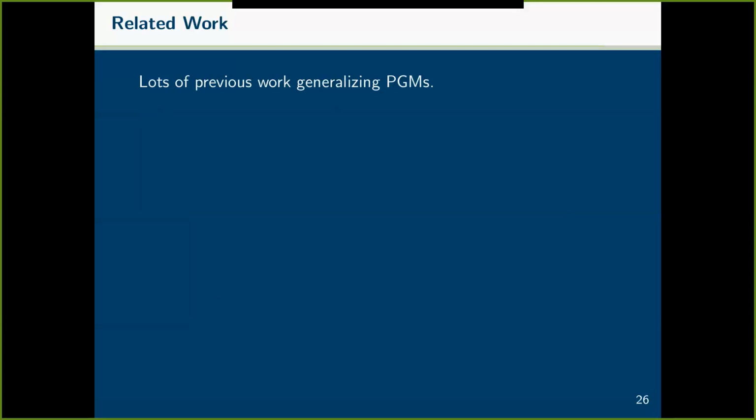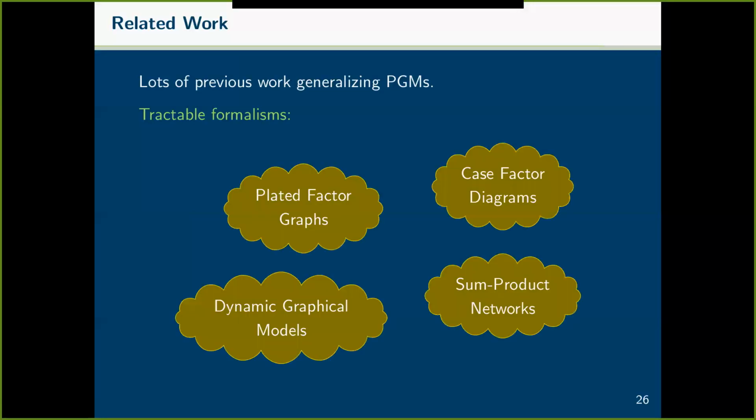So before we wrap up, I want to tell you a little bit about related work in this domain of extensions to probabilistic graphical models. There's been lots of previous work in this area. There's been a bunch of tractable formalisms developed, such as plated factor graphs, case factor diagrams, dynamic graphical models, sum product networks. And these are all less powerful than factor graph grammars. None of them can generate both an HMM and a PCFG.